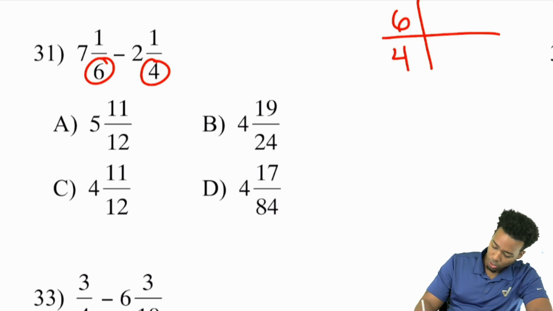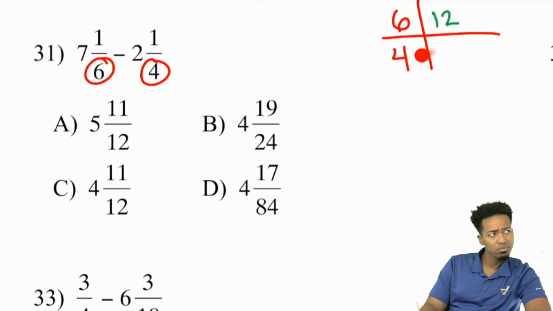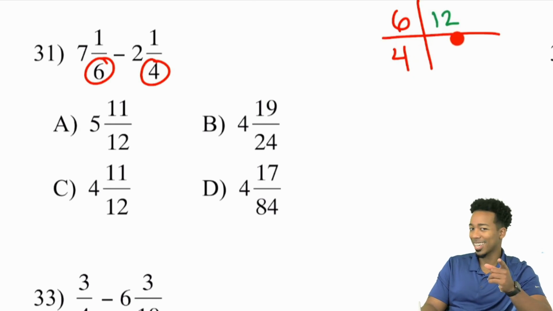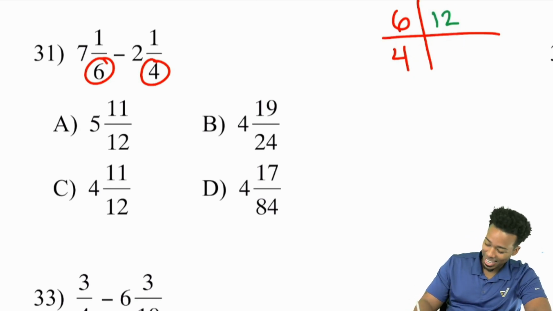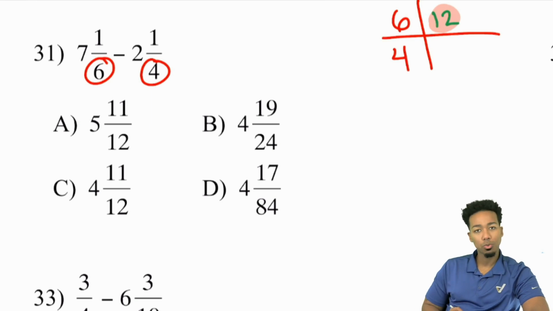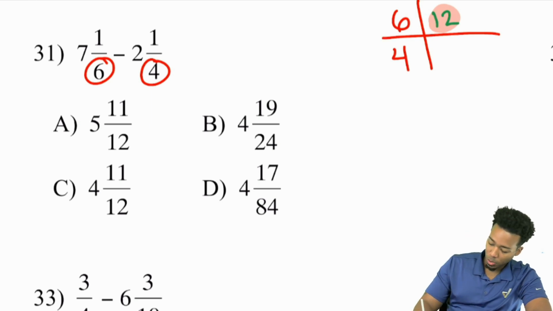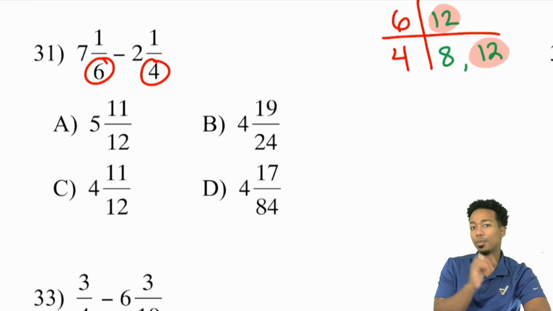But the next one from 6 is going to be 12. Can 4 go into 12? It can. And so because it can, 12 is going to be it. 12 is the common denominator because we have 4, 8, 12. There it is. That is your least common denominator.